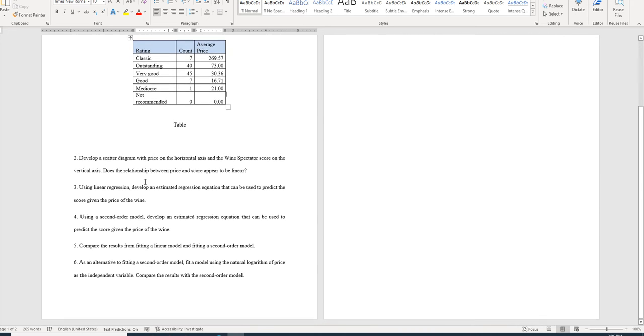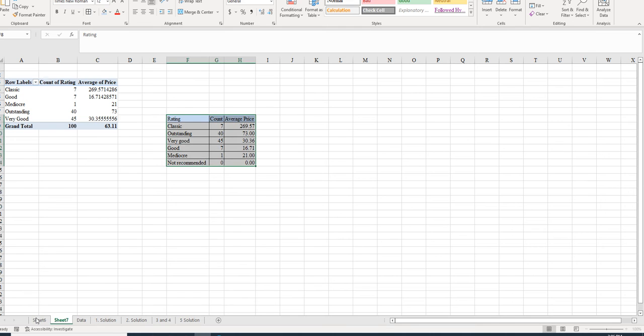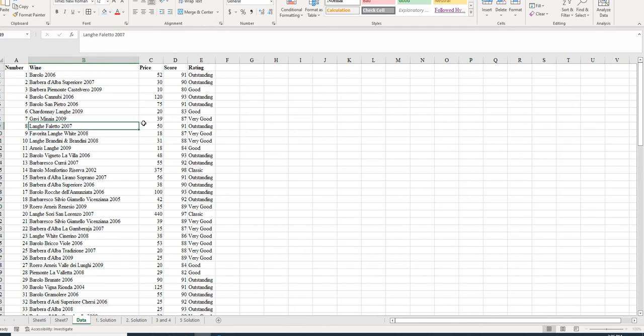Okay, so the next task is developing a scatter diagram with the price on the horizontal axis and wine score on the vertical axis. Does the relationship between price and score appear to be linear? Now we will be evaluating these two factors, and we want to explain how price and score are related to each other, whether they are positively related or negatively related, or there is no relation at all. So we need to comment on that. For that he was asking us to create a scatter diagram.